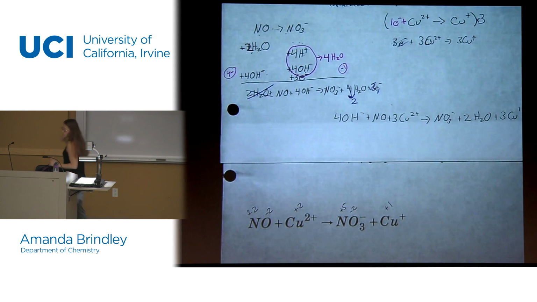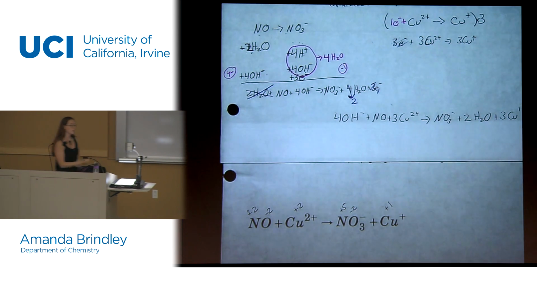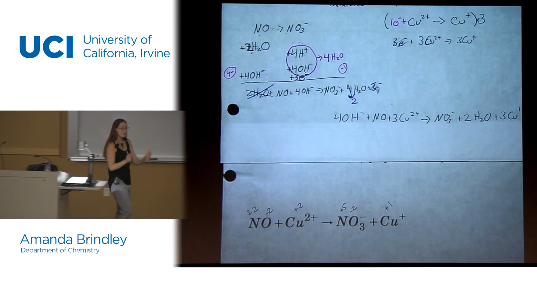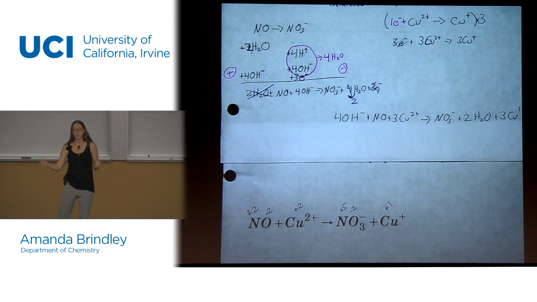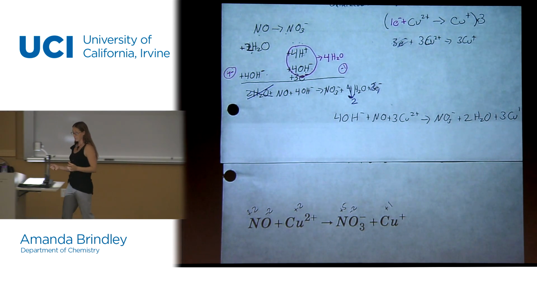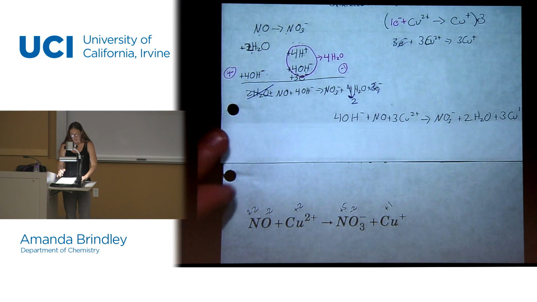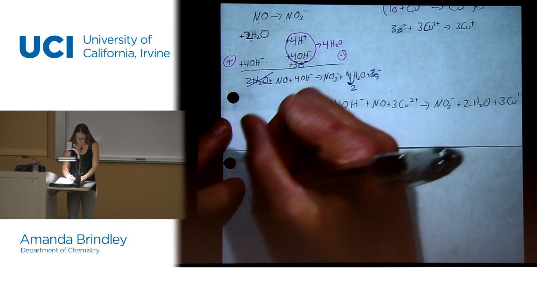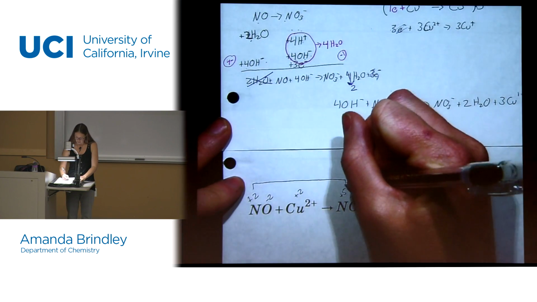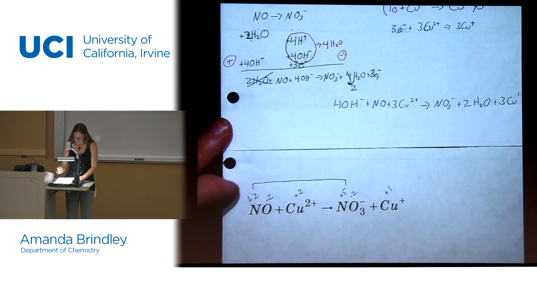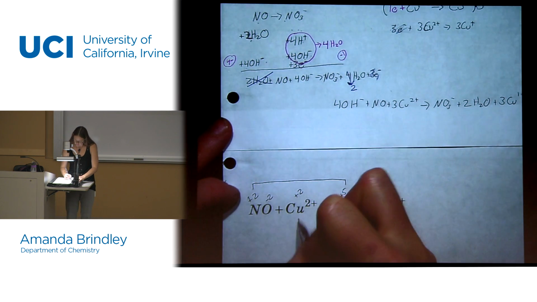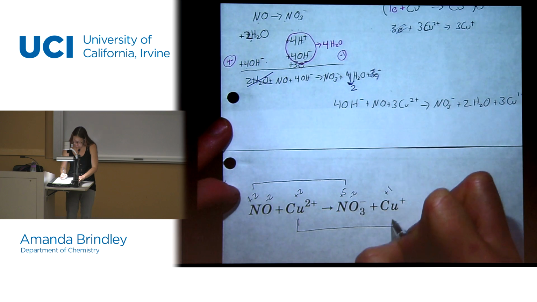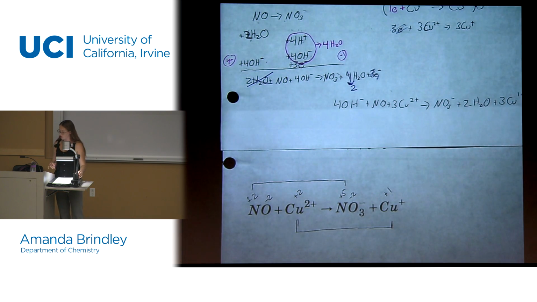Now, with this one, it is absolutely required for you to right away, before you do anything else, decide which one is being oxidized, decide which one is being reduced, and decide how many electrons are being transferred. Luckily, we've kind of already done that. So we know that this one is being changed, and that this one is being changed.